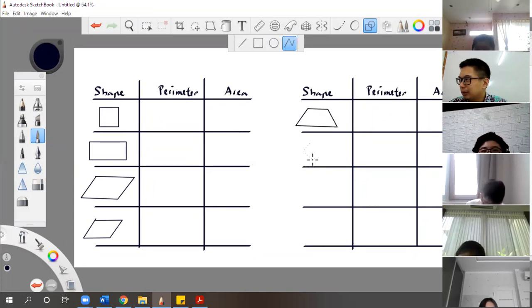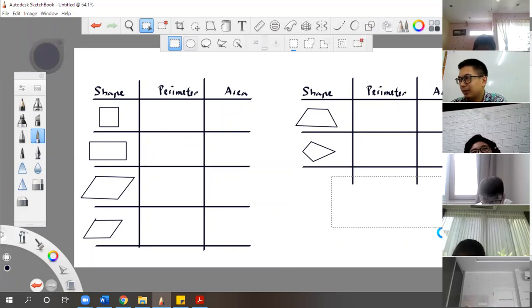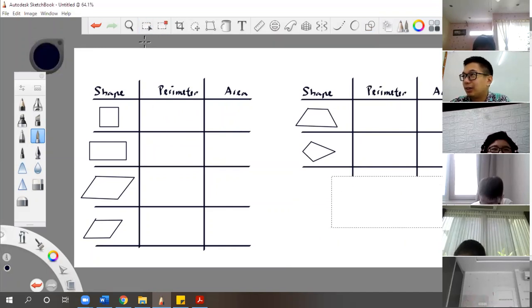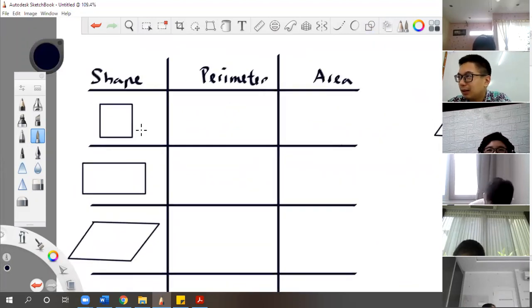Give me a moment. This is for pentagon. Sorry, quadrilateral first. Quadrilateral. I don't want to do the triangle first. Triangle can be done later. Okay, so first basic shapes. So this is called square. Right name. This is square.